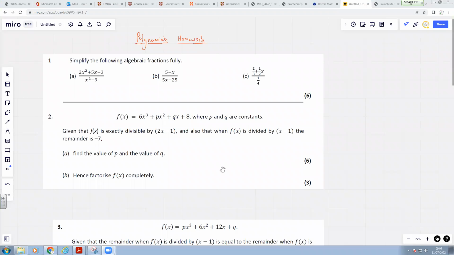Hello, so this is another quick video showing you solutions to the polynomials homework. Okay, without further ado, let's have a little go at this.